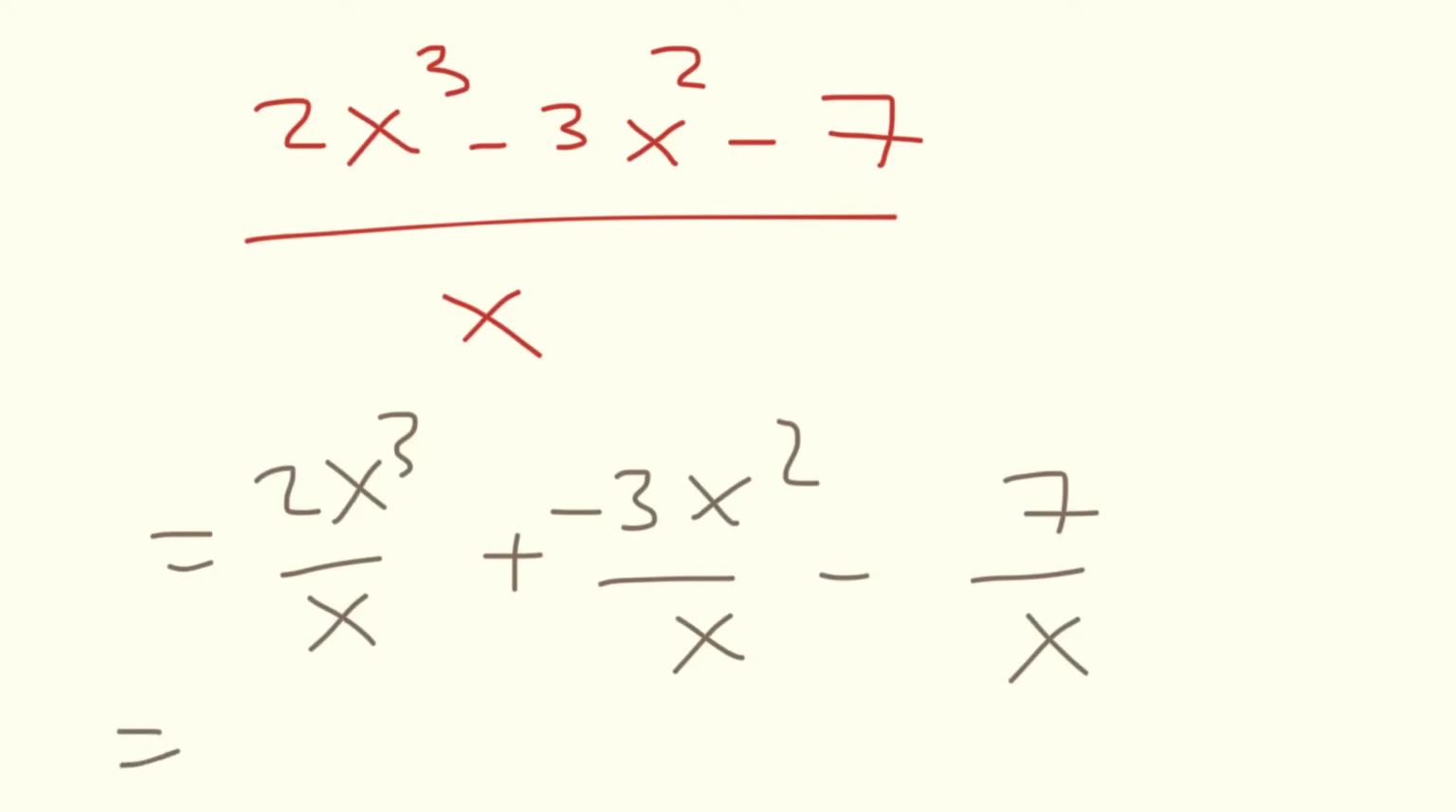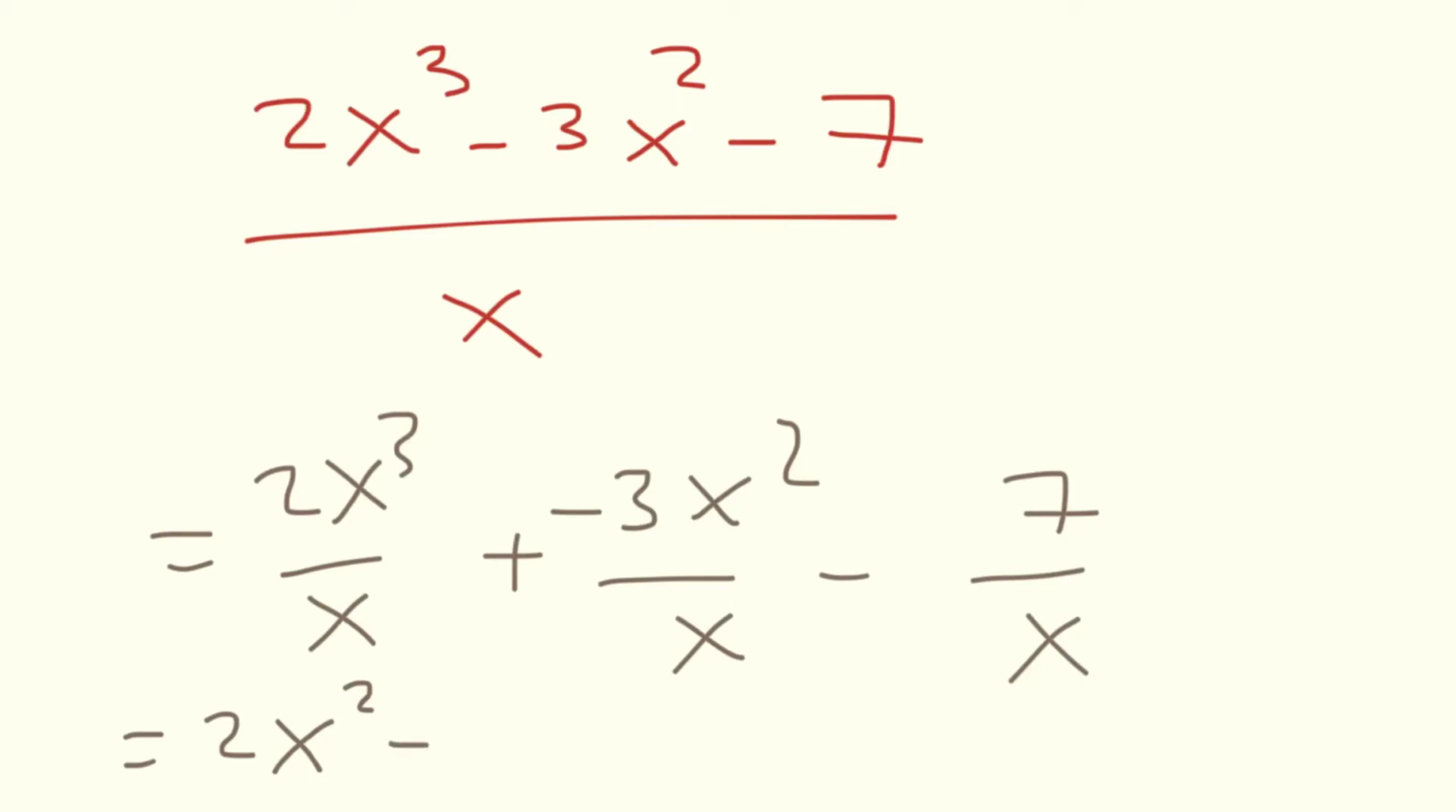2x cubed over x is just, remember, what does x cubed mean? Think of it this way: x times x times x, divided by x. You just cancel this with this, so it just becomes x squared. So the answer here will be equal to 2x squared, because x squared remains, x times x.